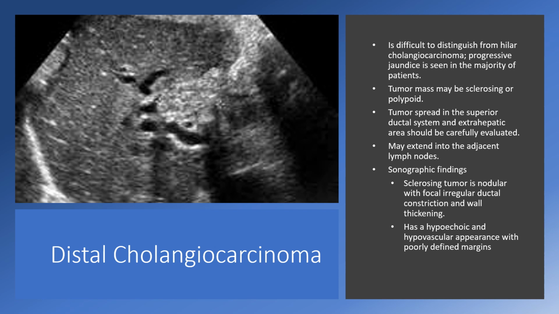It can also get into the lymph nodes, and the sclerosing tumor is going to be nodular with focal irregular ductal constriction, and you're going to see wall thickening. It's going to have a hypoechoic and hypovascular appearance with poorly defined margins. There is a tumor in this picture. It's right here.